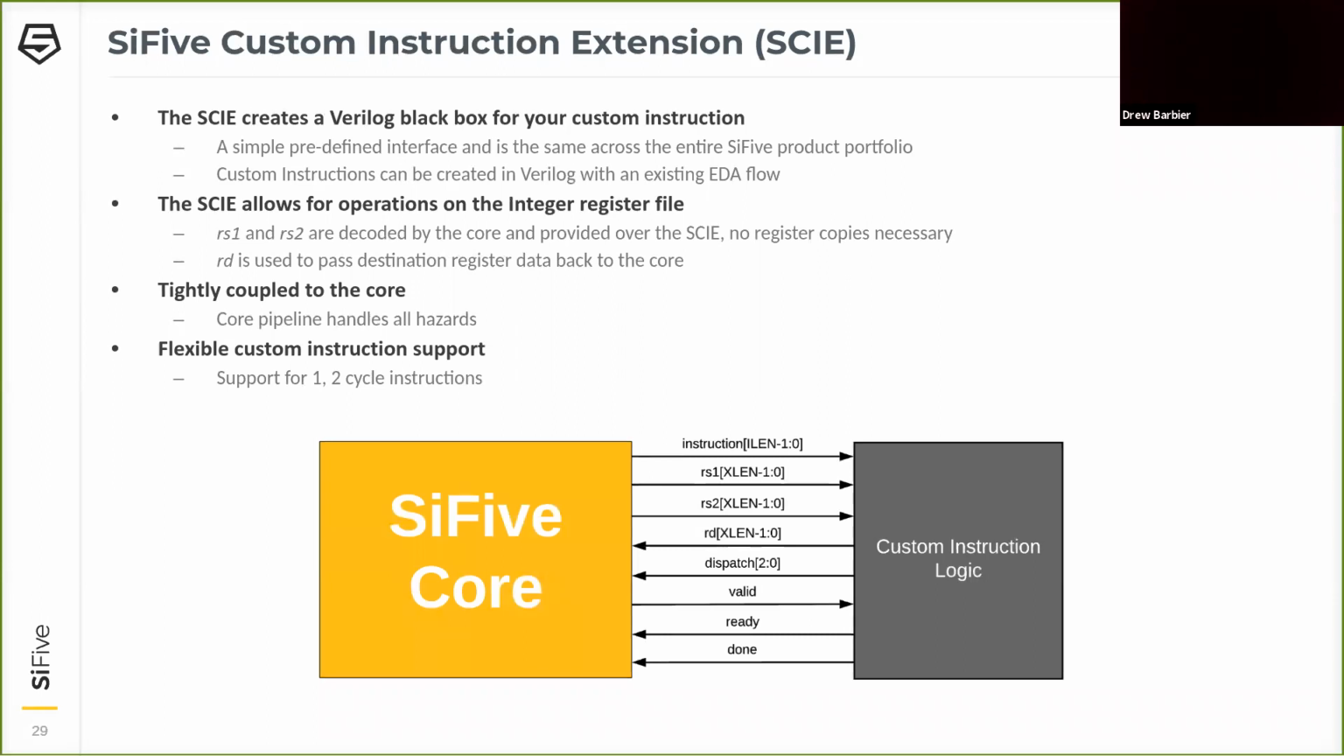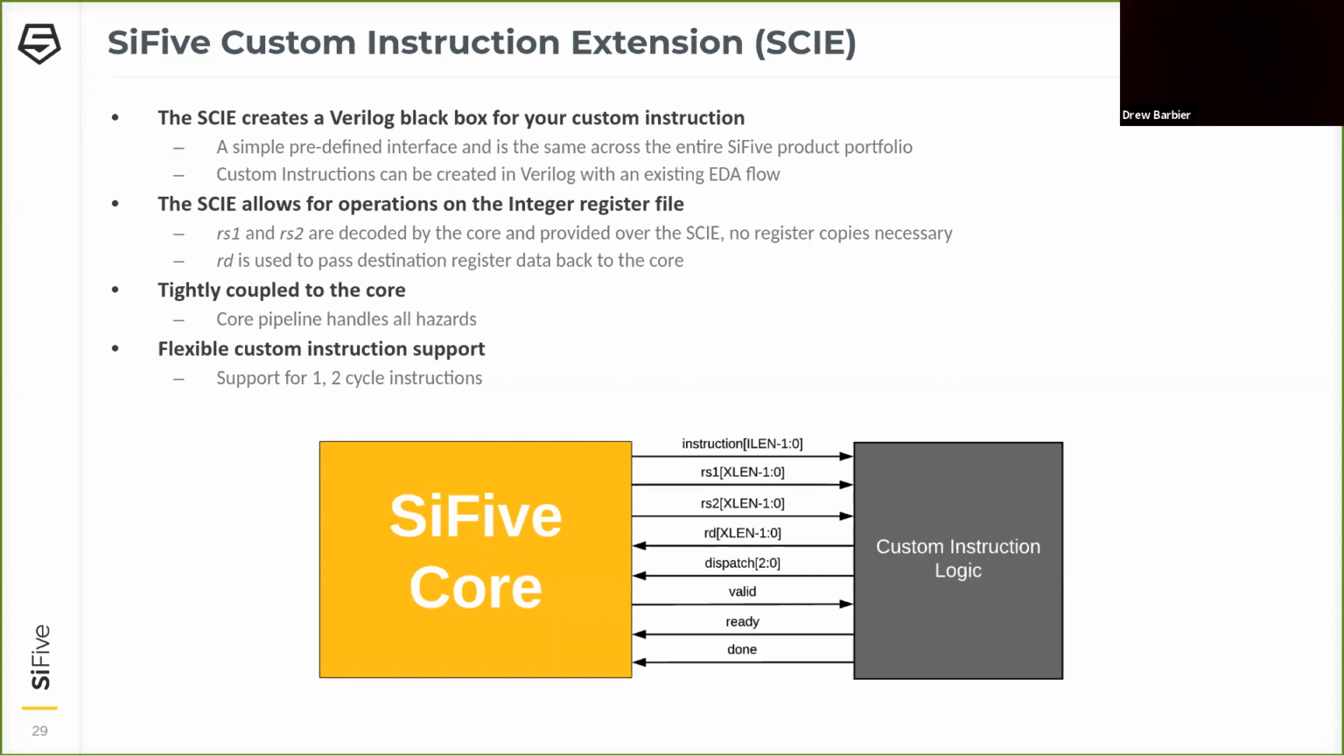Our cores also have what's called the SiFive Custom Instruction Extension. This is a predefined interface that exposes opcodes in the RISC-V custom opcode space over this interface and allows customers to add their own functional units for handling these custom instructions. In this interface, we expose 2 source registers, which can be used as function arguments to your custom logic, and then a single destination register, which can be used to pass the results of those operations back to the SiFive processor.